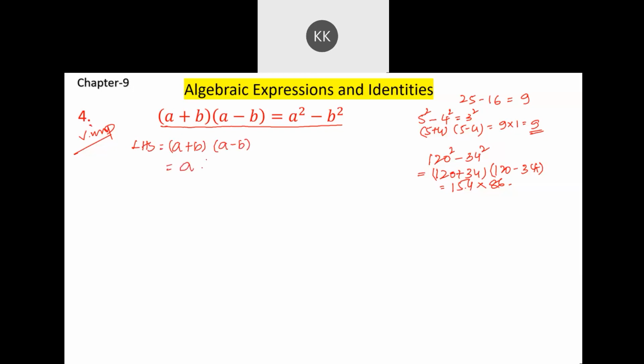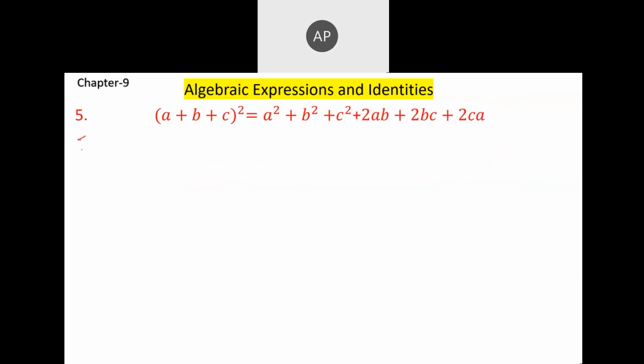So a is multiplied to a minus b plus b is multiplied to a minus b. So a square minus ab plus ba minus b square. Now, like terms are there. One is negative, the other is positive, so the sum becomes zero. We'll cancel it, and we get a square minus b square.